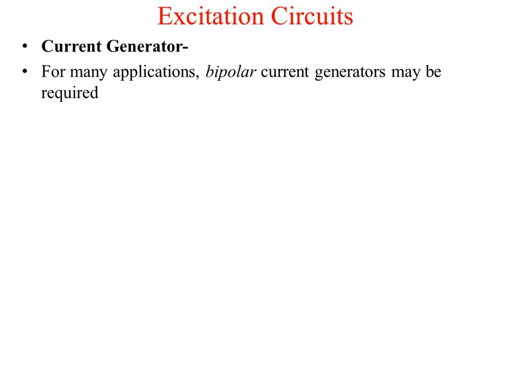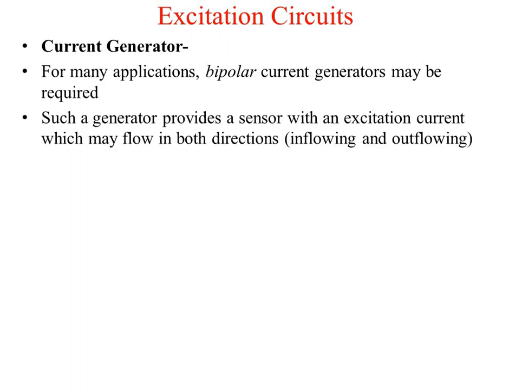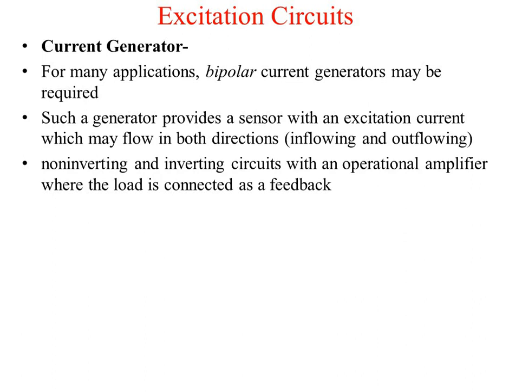So you can design a bipolar current generator also. These current generators generally provide a sensor with excitation where current flows in both directions. That means it will flow inside as well as outgoing current also. So a non-inverting circuit and an inverting circuit using an operational amplifier will provide you such a circuit.